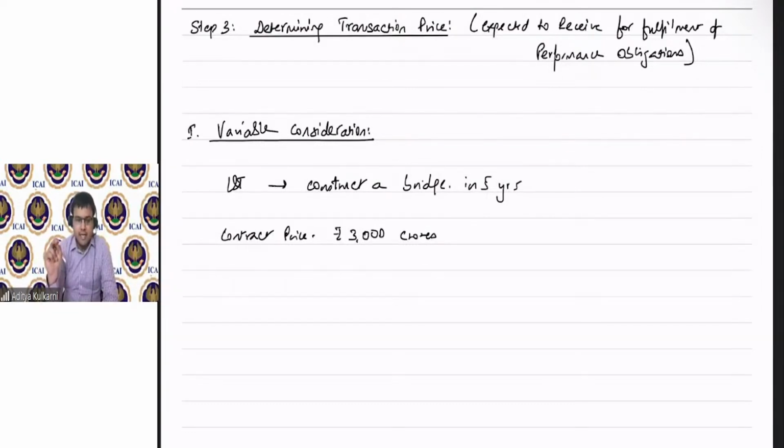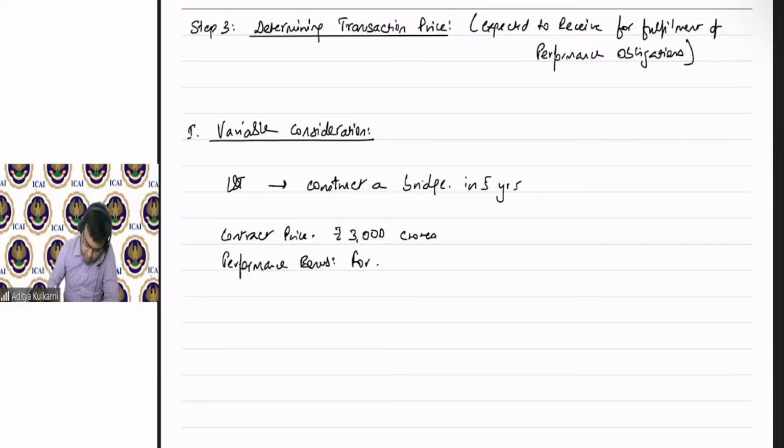Additionally, there is a performance bonus. What is the performance bonus? For every month of early completion, L&T is entitled to a bonus of 30 crores per month.